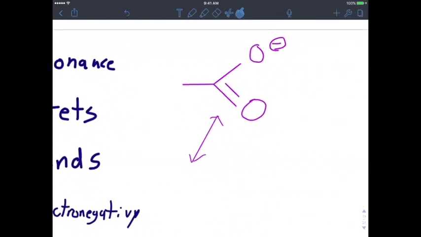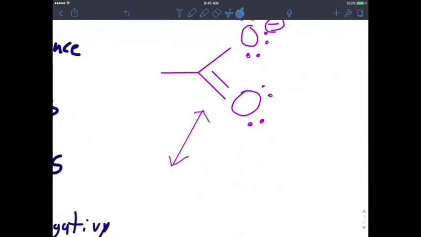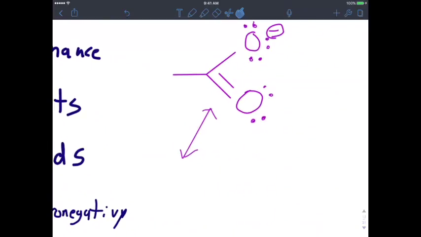So let's draw out our lone pairs so we know what we're working with, because those are one of the players of this game. So let's put these in. We know that a negatively charged oxygen has 3 lone pairs, and a double bonded oxygen has 2 lone pairs. So playing the game, we'll find a couple candidates.